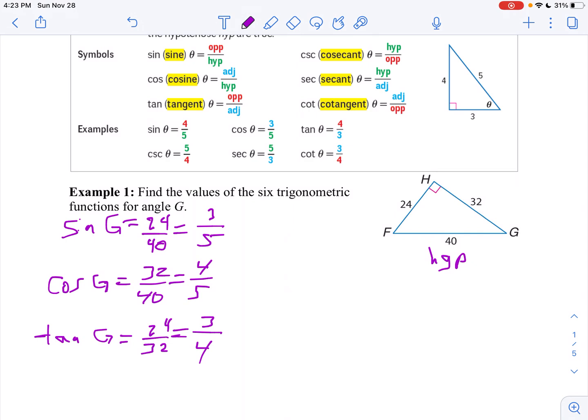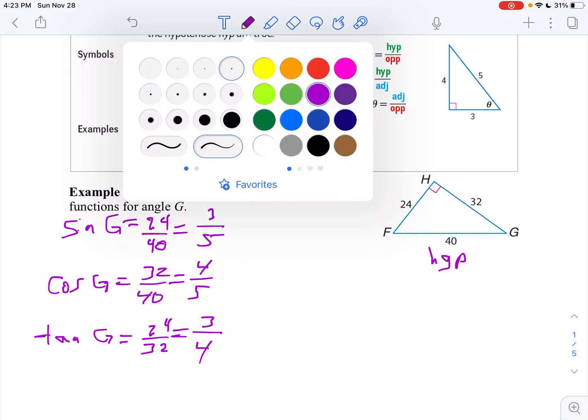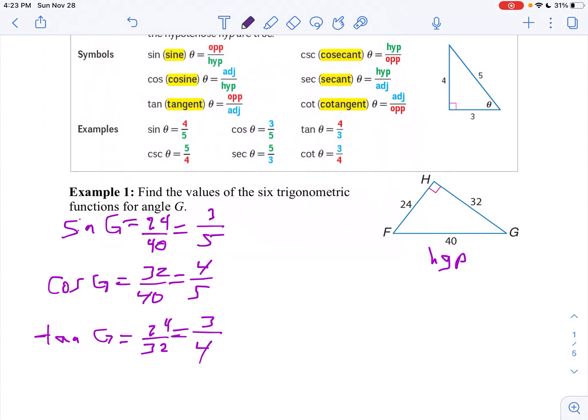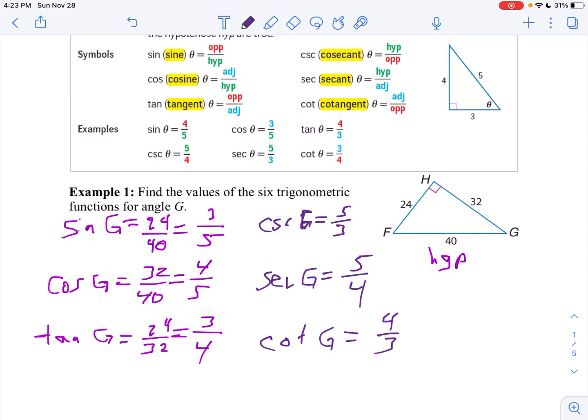Now, I'm going to change pen colors here. Let's do the reciprocal functions. So the reciprocal of sine is cosecant. So the cosecant of angle G is going to be 5 over 3. I just flip it upside down from sine. Secant of angle G is going to be 5 over 4. I just flip it. And then the cotangent of angle G is going to be 4 over 3. And there's our answer.